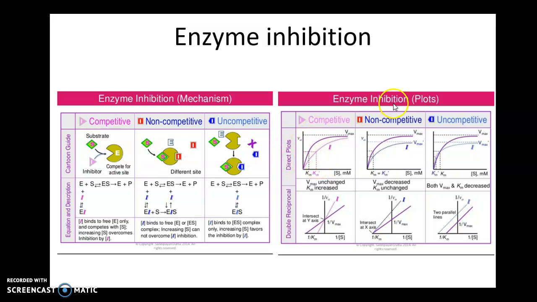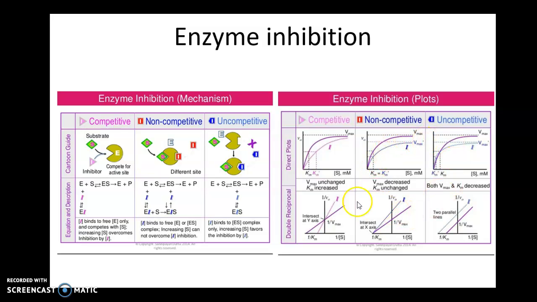And if you plot the graph based on the Michaelis-Menten equation, you will get this kind of plots. Okay, you can see they have different kinds of Vmax, and different inhibition can cause different kinds of graphs and so on.